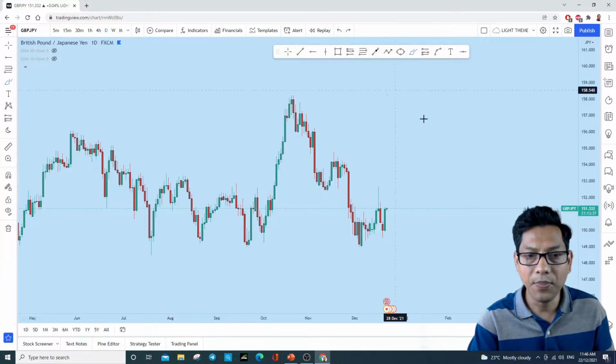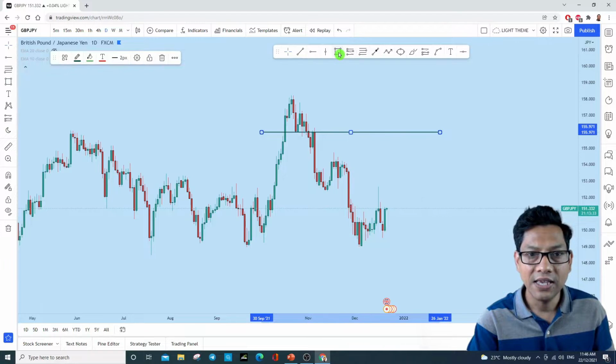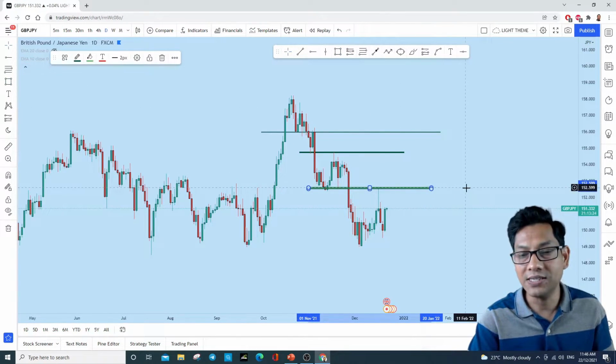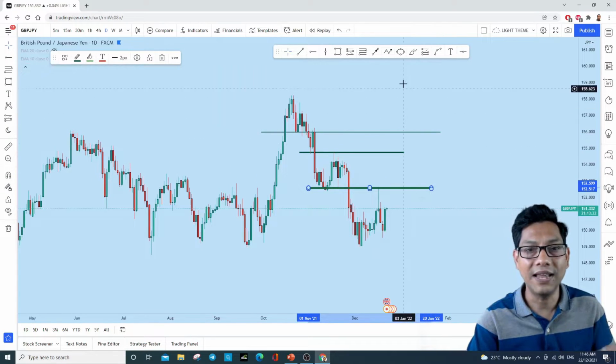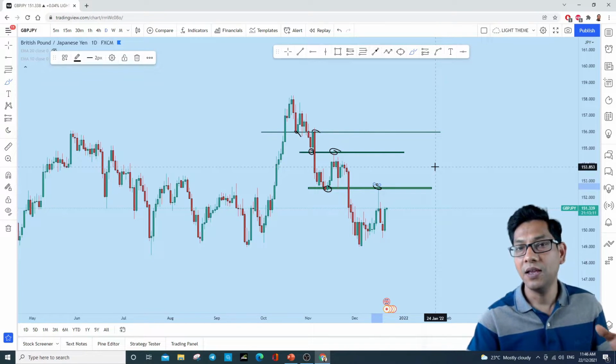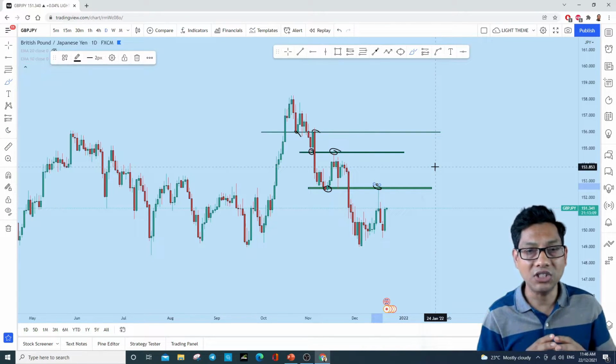Now what happened here? Let's draw all the levels where the price is testing the previous support as a resistance, because when you see a downtrending market, you can see that previous support tested as a resistance. So there is a support here, tested as a resistance, there is a support here, tested as a resistance, and there is a support here, tested as a resistance. So this is the basic market structure.